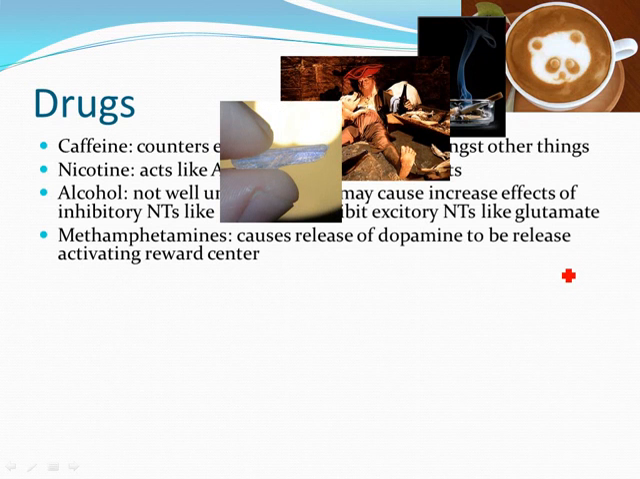Methamphetamines. These end up causing a release of dopamine. It helps release the dopamine. And so remember how we said dopamine is part of our reward center. It affects our reward center. And that's why these drugs are very hard to come off of. It's very addictive because once you stimulate that reward center, you want to continue to stimulate that. So people have bad withdrawal symptoms because they're addicted to it.